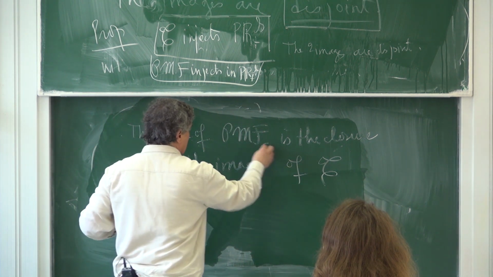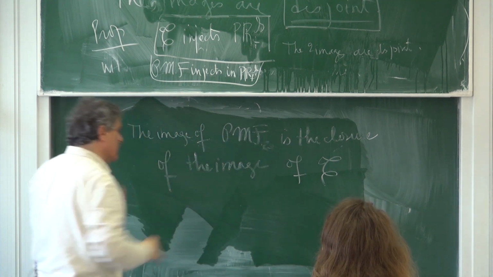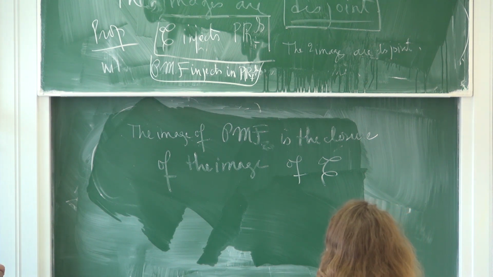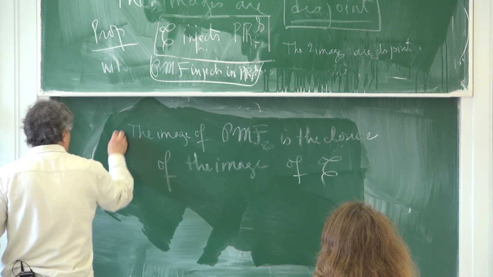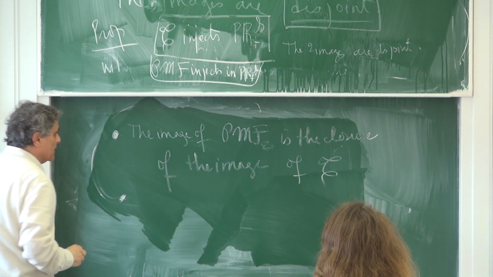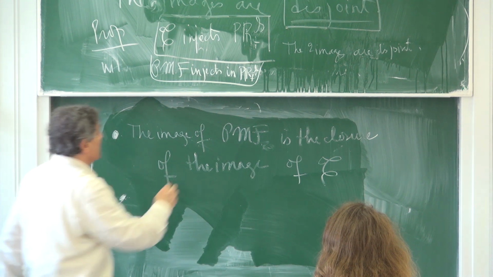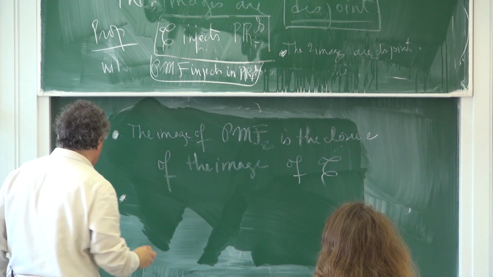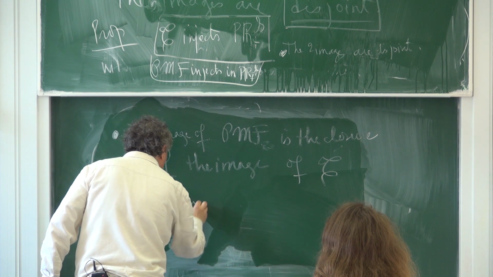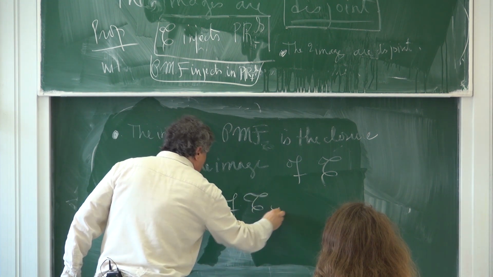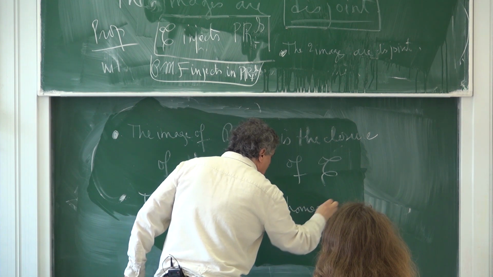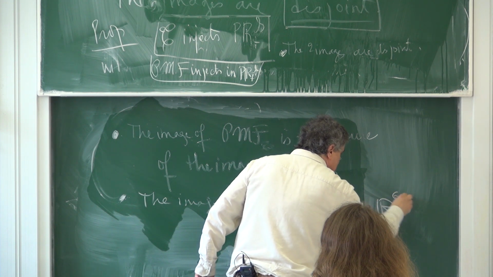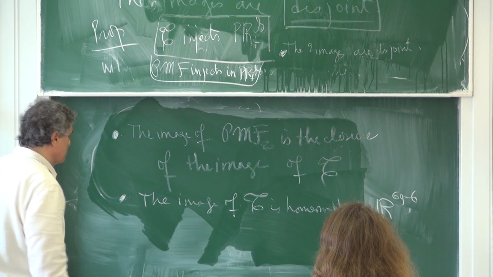Remember that here we are talking about compactly supported, but I don't want to insist on this. Okay, this is one thing. The second thing is that while the images are disjoint, this image is the closure of this one, and the image of Teichmüller space is homeomorphic to a ball of dimension 6g minus 6.